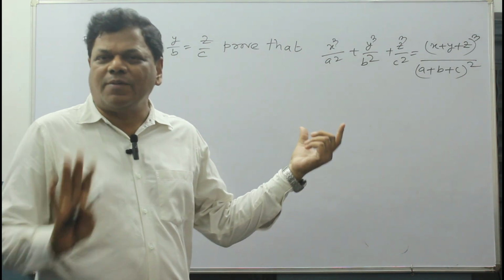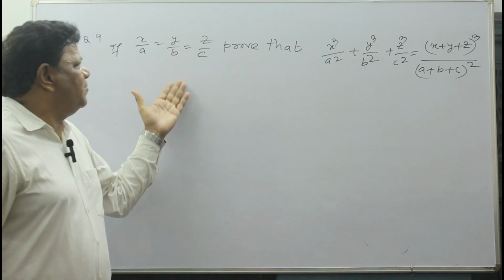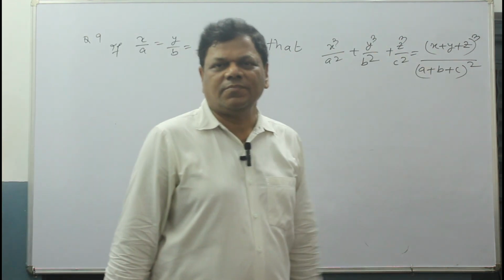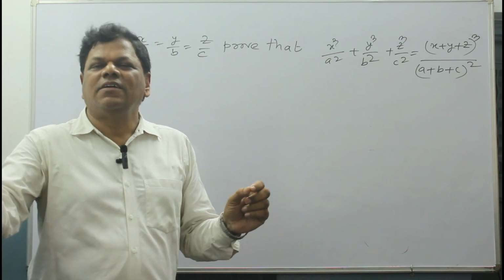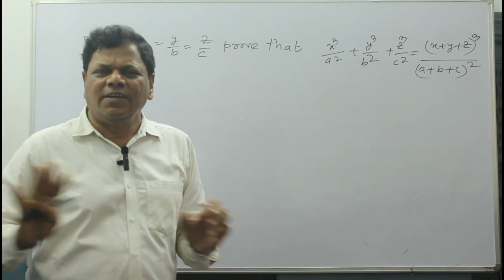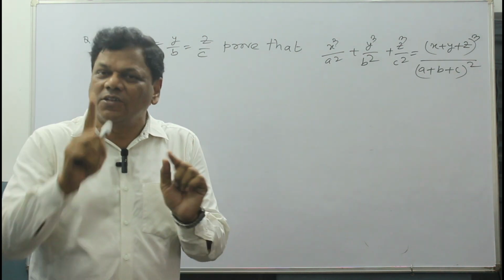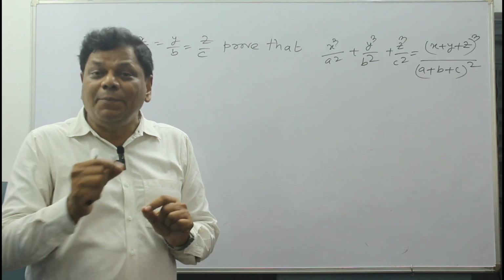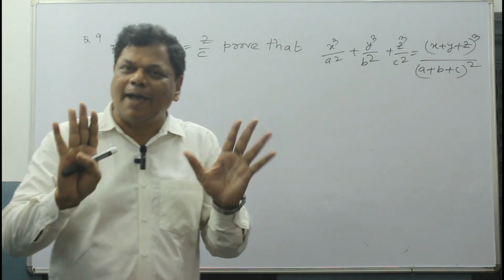Here three types of sums are given. The first type: x by a, y by b, z by c is given, and you have to prove something. For the second type, a, b, c, d are in proportion, or e, f, whatever is in proportion, and you have to prove something equal to something. The third type: a, b, c are in continued proportion, or a, b, c, d are in continued proportion, and you have to prove something. There are three types of sums.